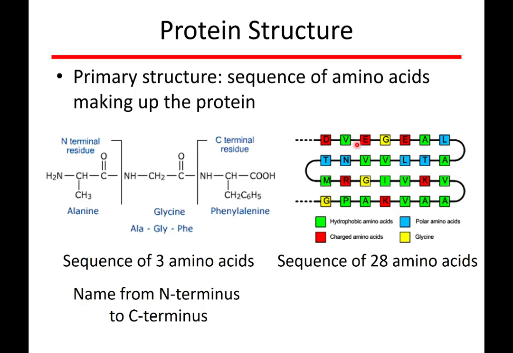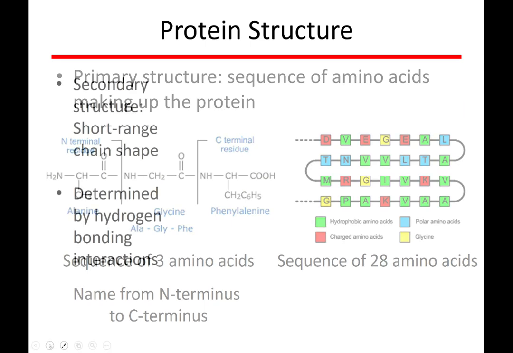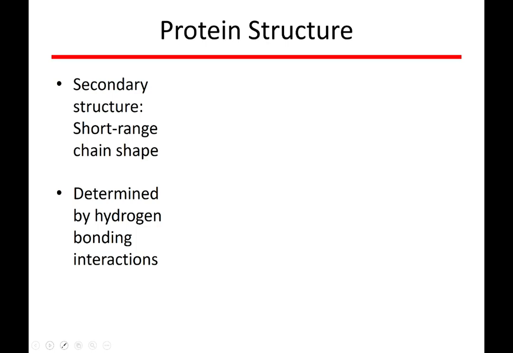You just have to know that a primary protein structure tells you the actual sequence of amino acids, and you also have to know that the primary protein structure is always going to be listed going from the nitrogen terminus to the carbon terminus. That's what you need to know from this slide. Next, we'll talk about the secondary protein structure.